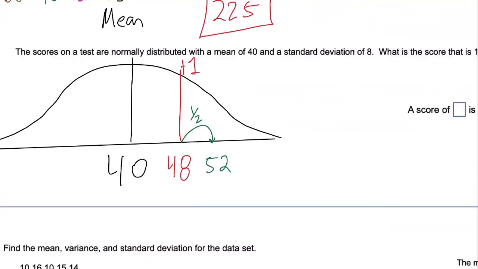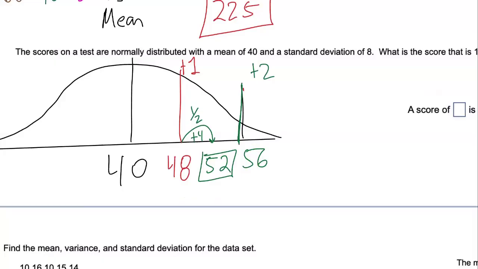52. So you're adding 4, because another whole standard deviation would be 56. Very good. So 56. That's the 2 standard deviations, but we're only going half. So between 48 and 56 is 52.